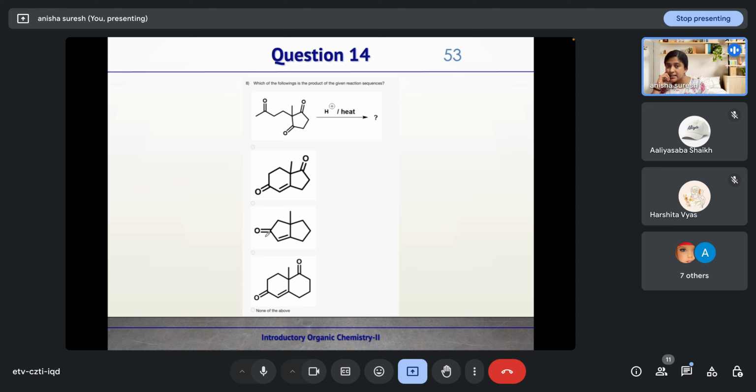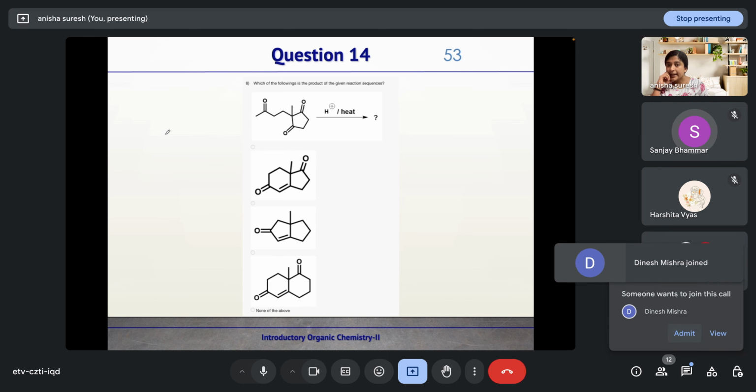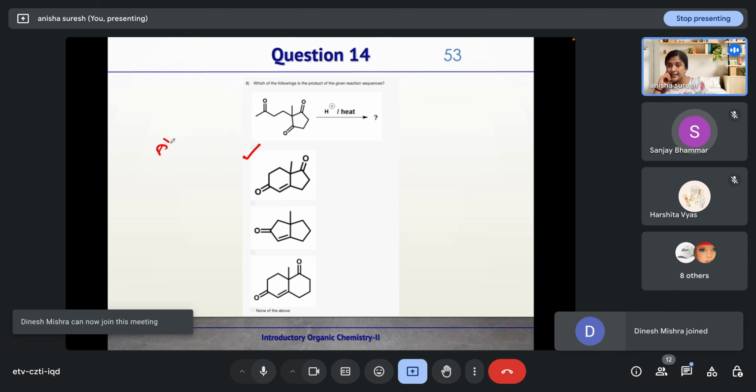So this is which reaction? B, A. A is the right answer. So aldol condensation reaction is taking place here.